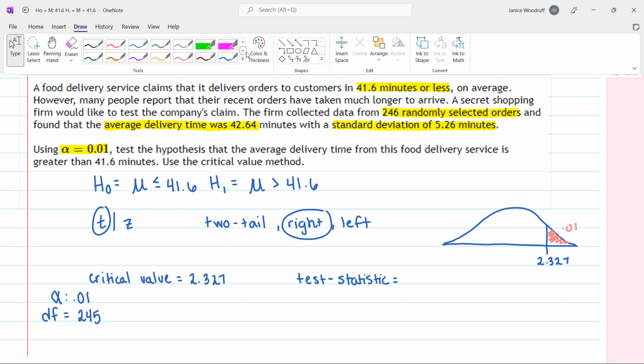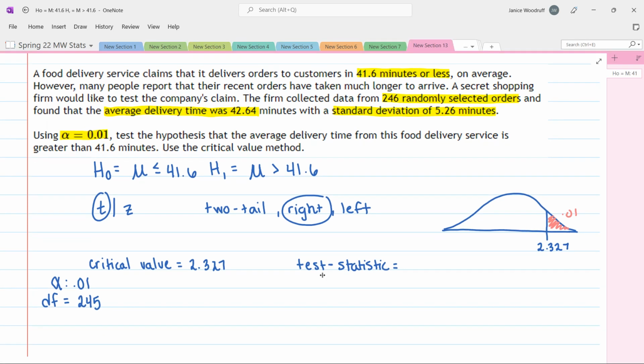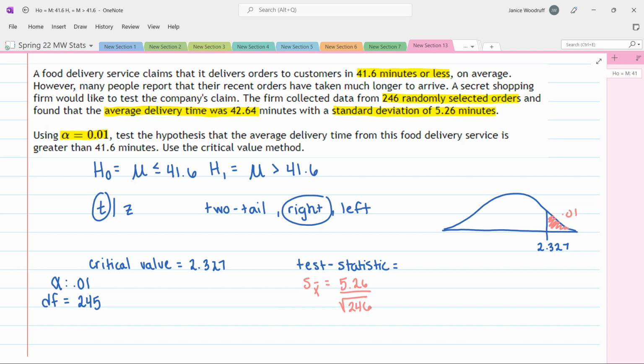All right, so going back to the actual test statistic, let's go ahead and calculate that. So we're going to first want to find the standard deviation of x bar. So that's going to be our sample standard deviation, which is 5.26, over the square root of our sample size, 246. So 5.26 divided by the square root of 246 is 0.3354.